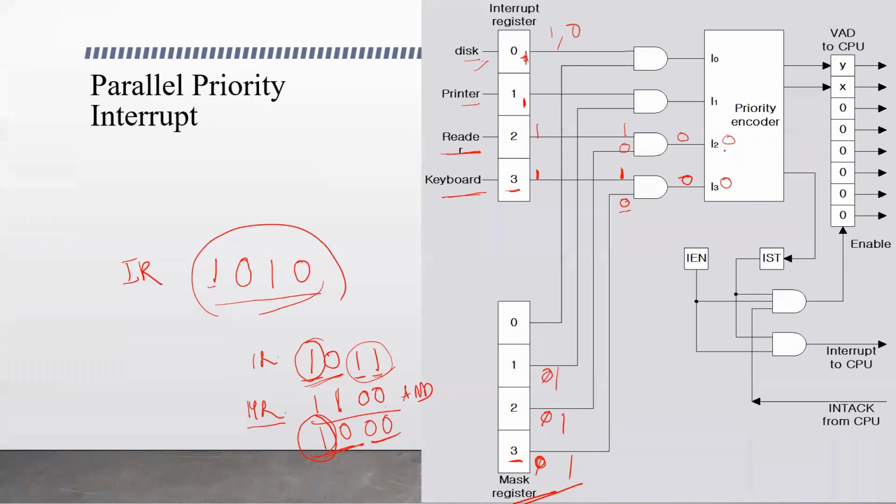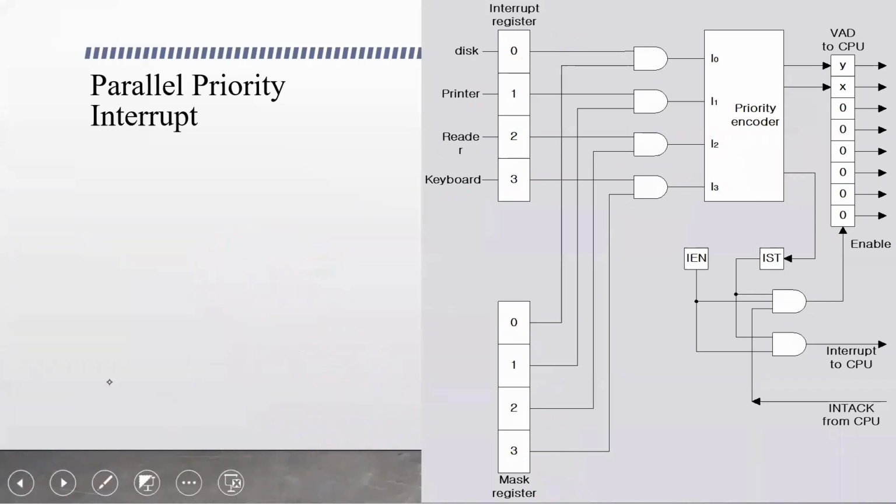And this priority encoder, we have this priority encoder here. It is a circuit that implements the priority function. How it does, I will tell you. The output of this priority encoder is, one is IST, the interrupt status. Suppose the bits here are 1, 0, 0, 0. So there is an interrupt request from disk, so IST will be 1. If all the bits are 0, it means there is no interrupt request from the devices, so this will be 0.